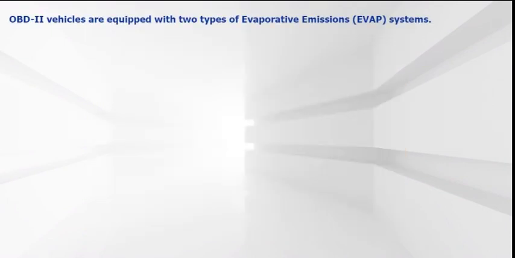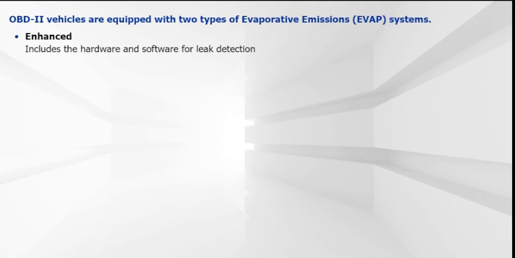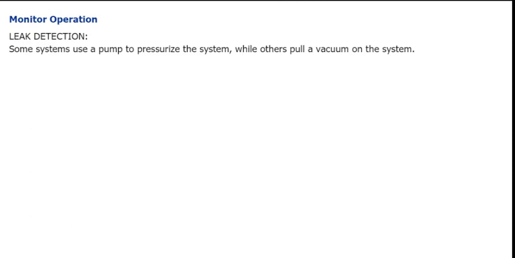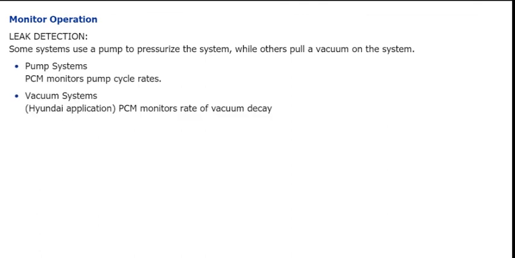OBD II vehicles are equipped with enhanced and non-enhanced EVAP systems. An enhanced system includes the hardware and software for leak detection, while non-enhanced systems do not. Because enhanced EVAP was not a federal requirement until 1998, many earlier model vehicles used non-enhanced systems. The EVAP monitor on vehicles with an enhanced system performs purge flow checks as well as leak detection. On non-enhanced systems, the EVAP monitor simply checks for correct purge flow. On some vehicles with enhanced EVAP, leak detection is accomplished using a pump to pressurize the tank, lines, and canister under certain conditions.